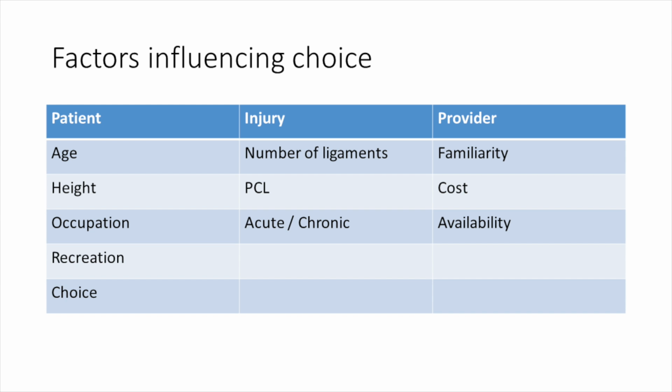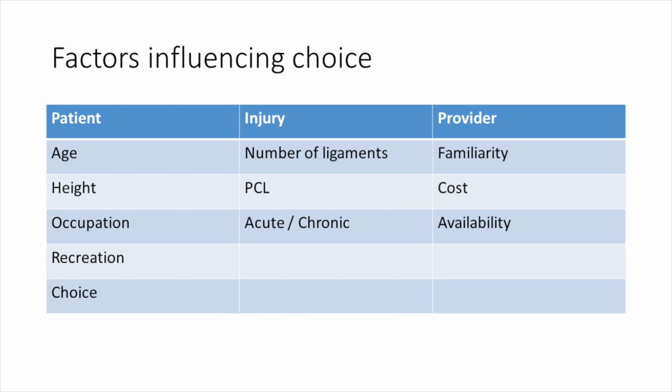best. Before we consider the individual grafts, we have to think about some other factors that might influence what you do and what graft you choose. The age of the patient, you might not want to use bone blocks across an open physis. In a short patient, you might be worried about the length or diameter of your hamstrings. And you need to think about what the patient wants to get back to.